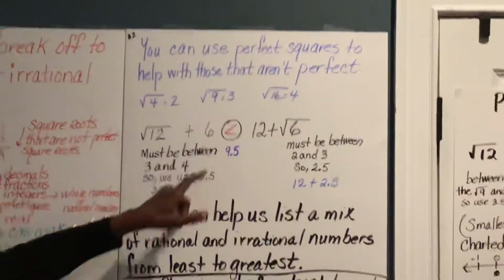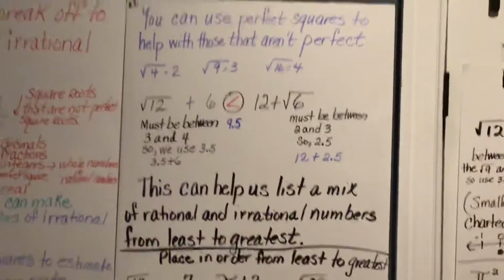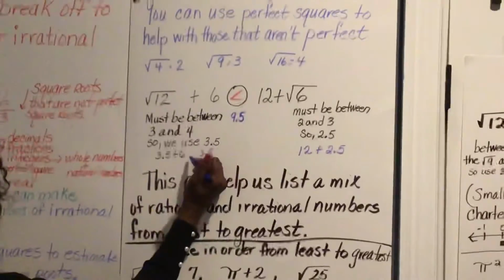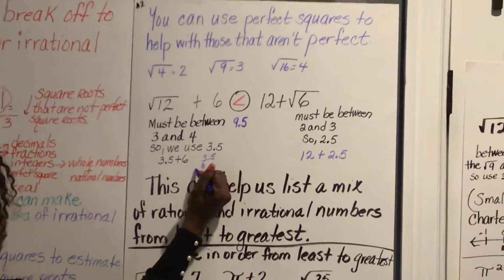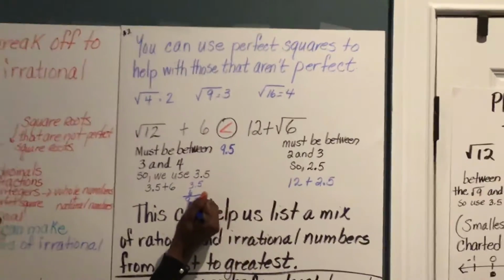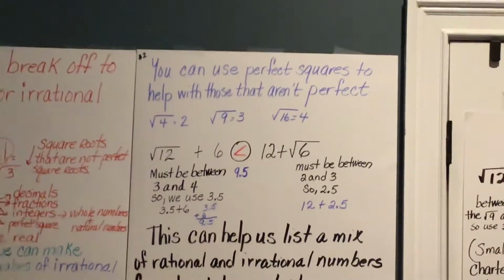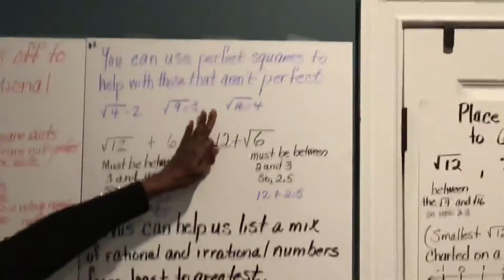And they want us to add 6 to it. So we take 3.5 and add 6 to it. Be careful to line these up exactly right, because that 6 is a whole number. So that's where we're going to get 9.5. Make sure you line that up correctly, or it's going to throw you off. Now, we're not done yet.